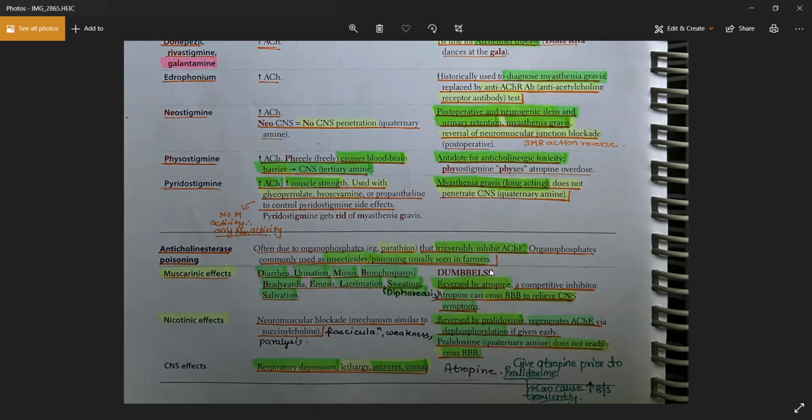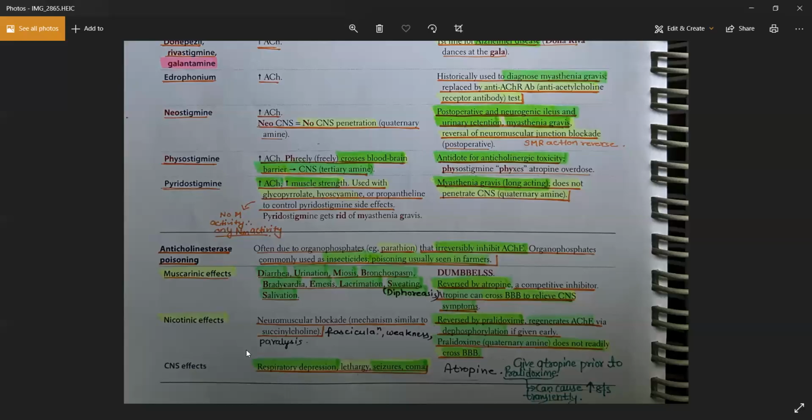Okay, and how will you treat the condition? The first step is to give the patient atropine, because atropine will reverse all the muscarinic symptoms in the brain as well as outside the brain. Then after giving the patient atropine, you have to give the patient pralidoxime.